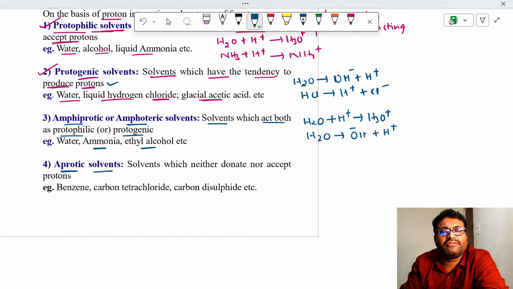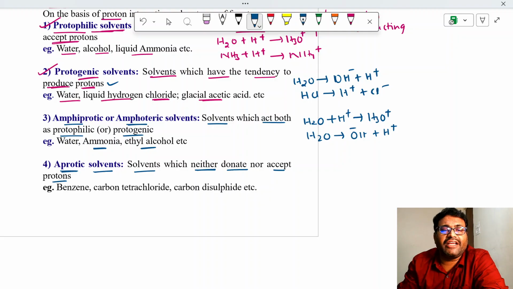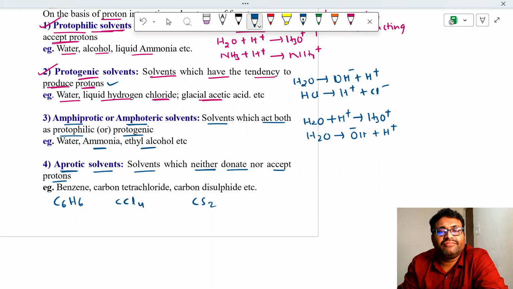This is aprotic. An aprotic solvent means a solvent which neither donates a proton nor accepts a proton. It doesn't have a tendency to donate a proton or to accept a proton. Such solvents are called aprotic solvents, like benzene, C6H6, carbon tetrachloride, CCl4, and CS2, carbon disulfide. These do not have a tendency to accept protons or donate protons. Such solvents are called aprotic solvents.